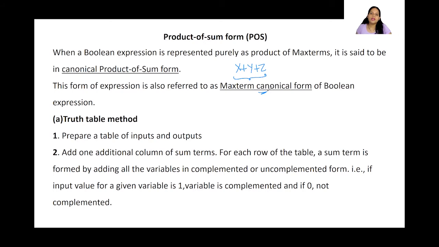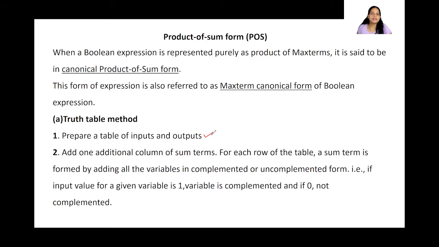Fine. So in order to find the canonical product of sum form of a given Boolean expression, there are two methods we will follow: the first one is the truth table method, and the other one is the algebraic method. Okay. So first let us see how we are going to do it using the truth table method. Now the step to be followed in order to do that is to prepare a table of inputs and outputs. Now the similar thing we had done for the sum of products also. Okay, I hope you remember.